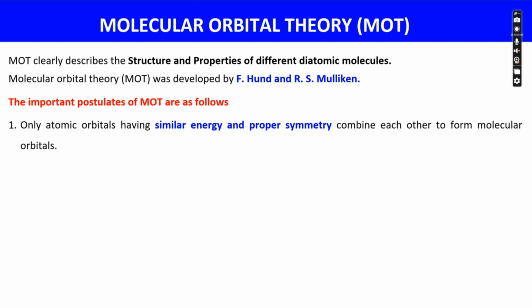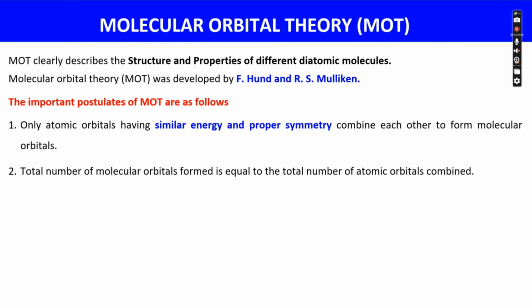So first, the compulsory property in this one is that only atomic orbitals having similar energy and proper symmetry combine with each other to form molecular orbitals. This is the first criterion. The atomic orbitals which are going to combine should have similar energy and proper symmetry. Then only those two atomic orbitals will combine with each other to form molecular orbitals.